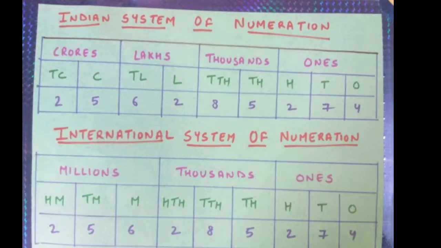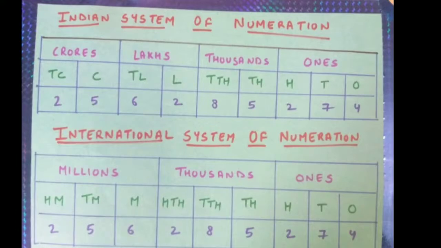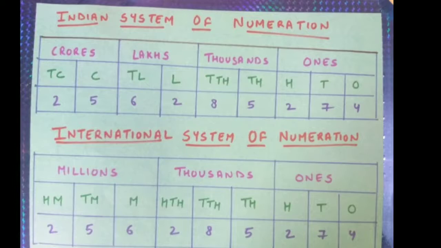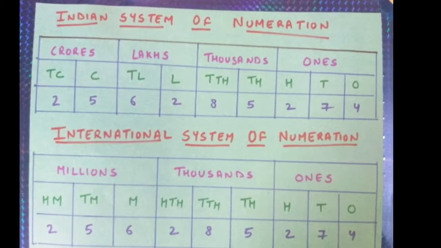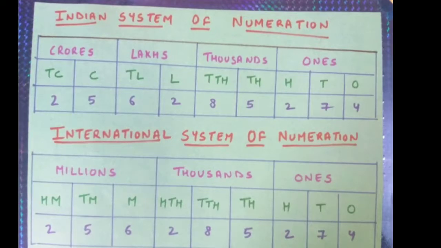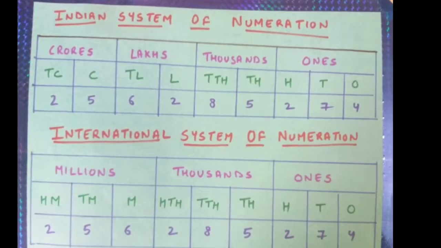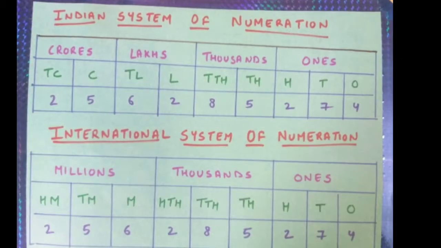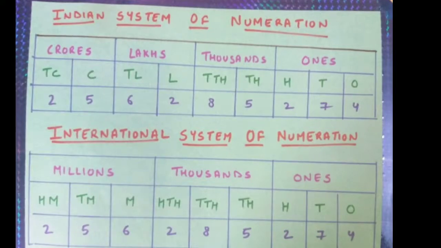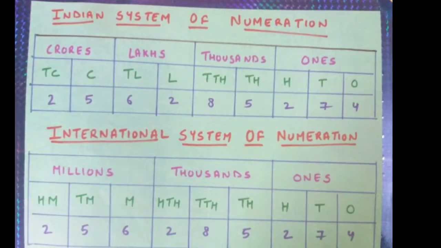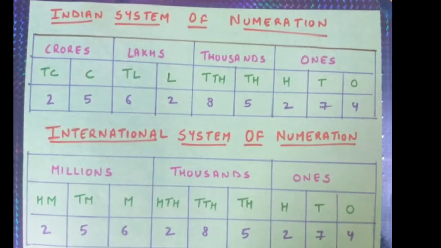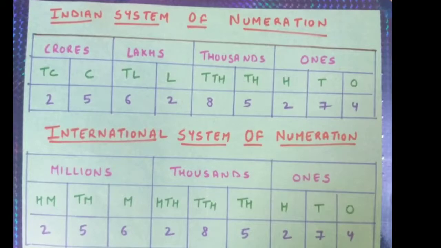Similarly, if we move to the international system of numeration, we find that it comprises three periods only, that is ones, thousands and millions. In place of crores and lakhs like the Indian system, the international system just comprises the periods millions and thousands. The ones period is divided into three sub periods, that is ones, tens and hundreds. The thousand period is divided into thousands, 10,000s and 100,000s, whereas the millions period comprises three sub periods: millions, 10 millions and 100 millions.